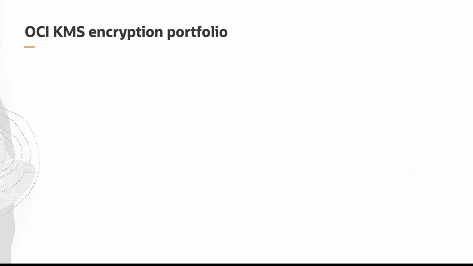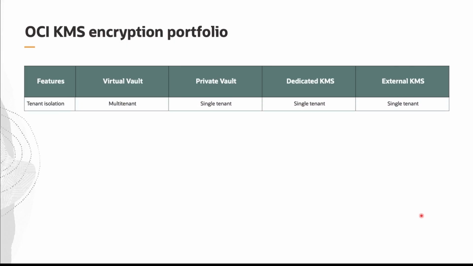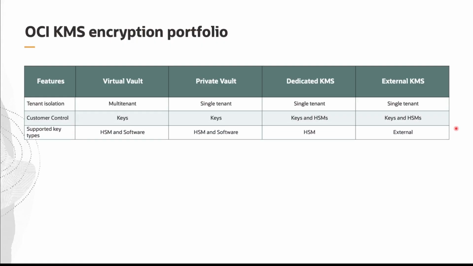Next, here we have a table to compare OCI KMS offerings. Starting with tenant isolation, we have services that provide both multi or single tenant option. Then there is customer control over keys and HSM. And as you can see, we have control over keys in the OCI vault. And with dedicated and external KMS, you have control over both keys and HSM. The vault supports both HSM and software keys, while dedicated KMS support for HSM-based keys.